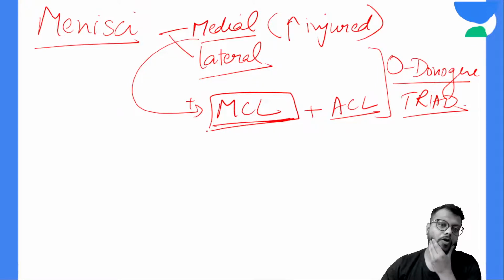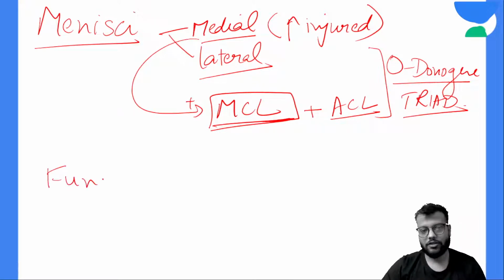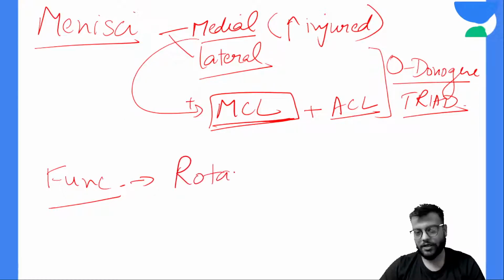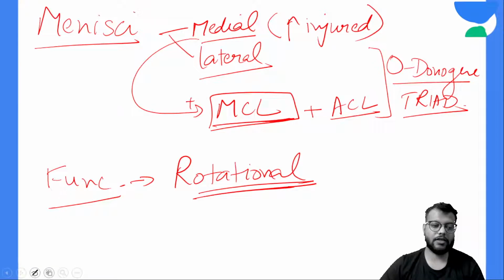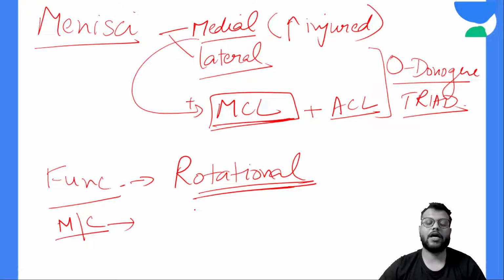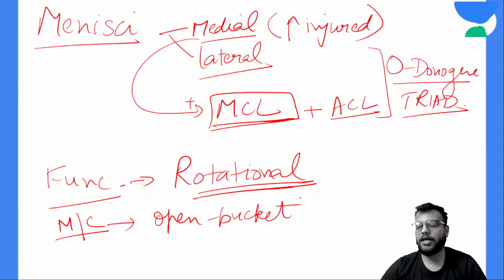Now the menisci, their function, the function of the menisci is rotational stability. Remember, very important that the function of the menisci is rotational stability, and the most common menisci injury is the open bucket type of menisci injury.